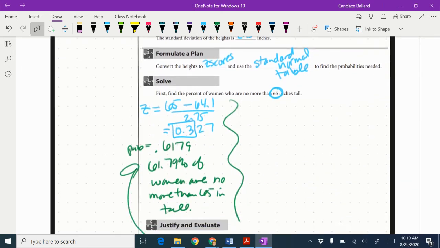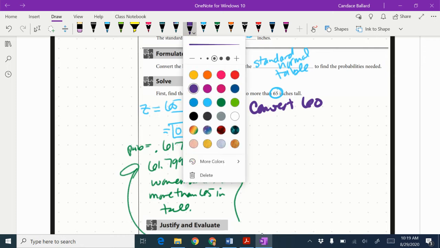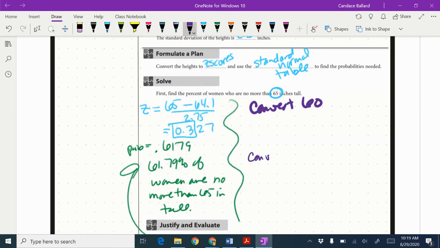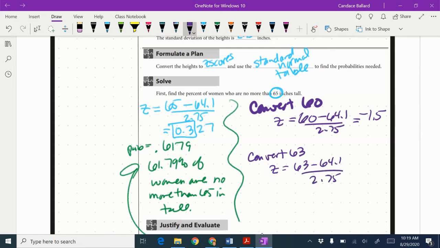So first I'm going to have to convert 60, and then I've got to convert 63. Okay, convert 60 and convert 63. So my z-score for 60 would be 60 minus 64.1 over 2.75. And when I do that arithmetic, I get negative 1.5. And then the z-score for 63 would be 63 minus 64.1 over 2.75. And when I convert that z-score, I get negative 0.4, okay?